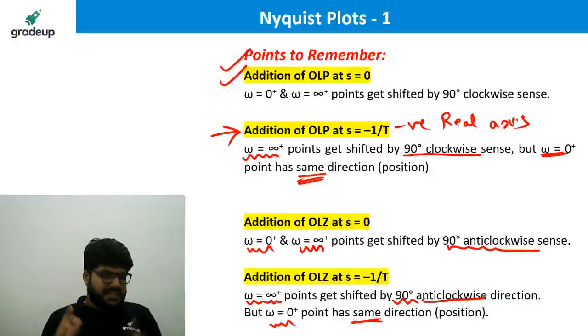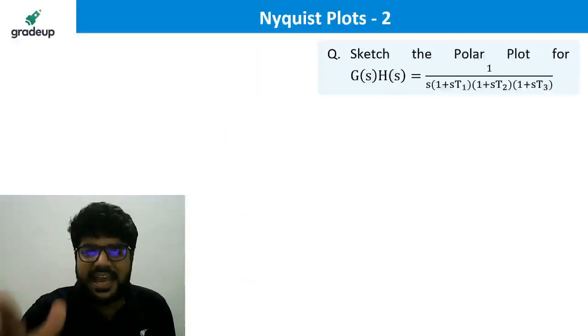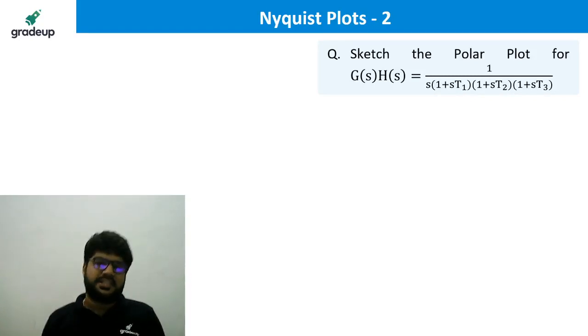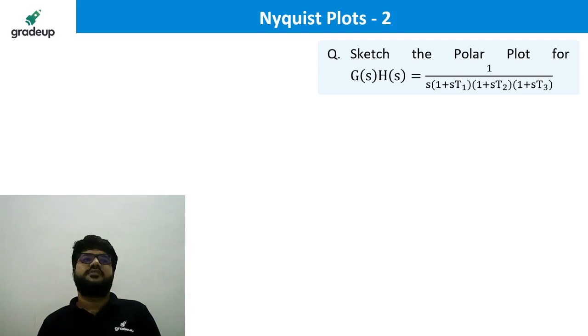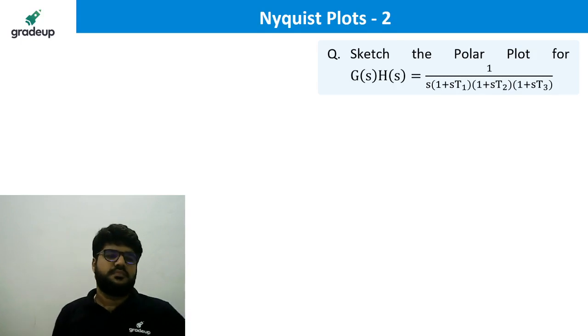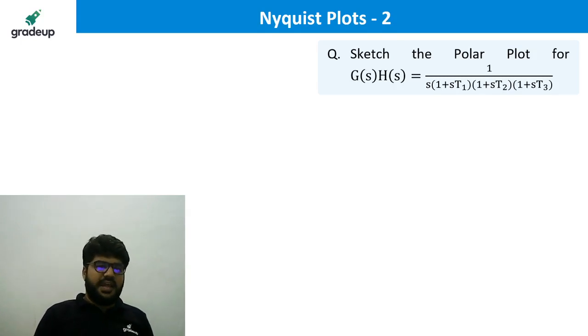Okay. So if this is clear, can we have a sketch of this polar plot? Simply, without any calculation, can I have a sketch of this polar plot? If all these points are clear to you, can I have the sketch of the polar plots? One upon S, 1 plus ST1, 1 plus ST2, 1 plus ST3.